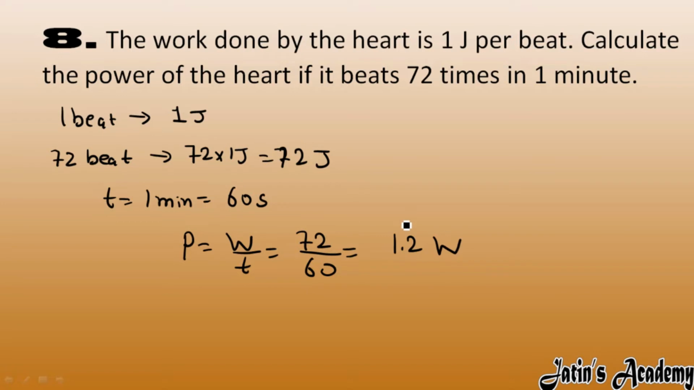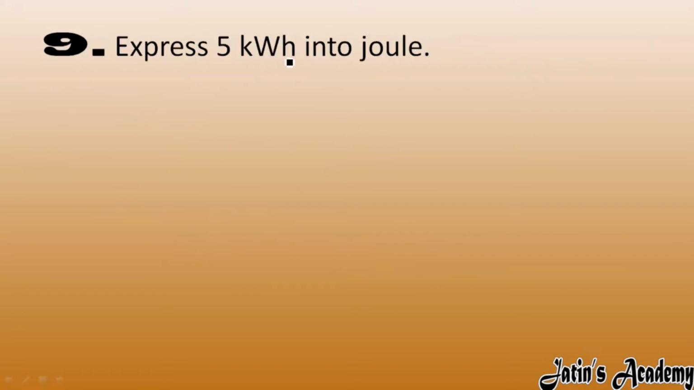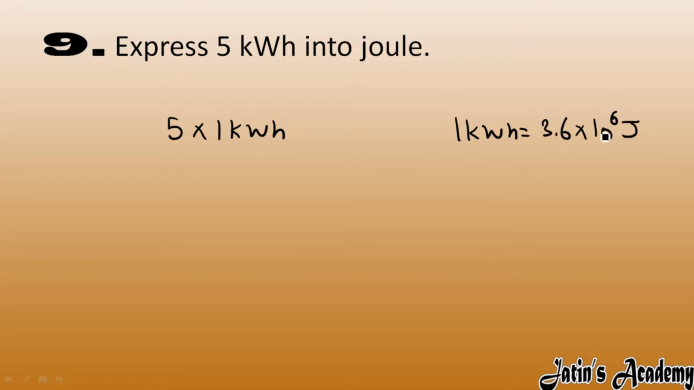Clear? Next we have: express 5 kilowatt hour into joule. So here you can directly convert or you can convert by steps. So here we have 5 kilowatt hour. You can write it as 5 into 1 kilowatt hour. In 1 kilowatt hour we directly have 3.6 into 10 raised to power 6 joule. Directly this value you can remember. So 5 into 3.6 into 10 raised to power 6 joule. So 5 into 3.6 we got as 18 into 10 raised to power 6 joule.